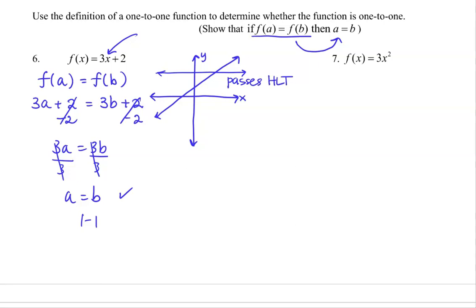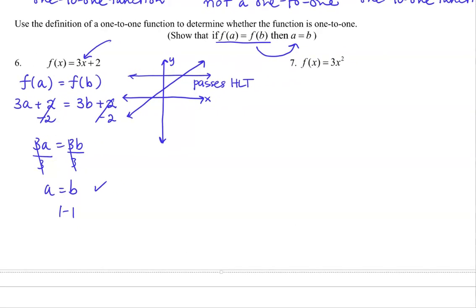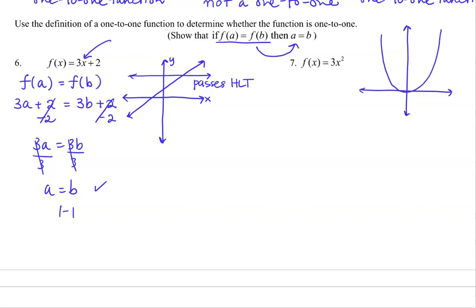Looking at example 7, if we think about what 3x squared looks like, the graph of 3x squared is a parabola that was stretched vertically by a factor of 3, so it looks like this. For instance, I know if we plug in 1, we will get out 3. And if we plug in -1, we will also get out 3. And I plotted those 2 points to emphasize that this graph fails the horizontal line test.